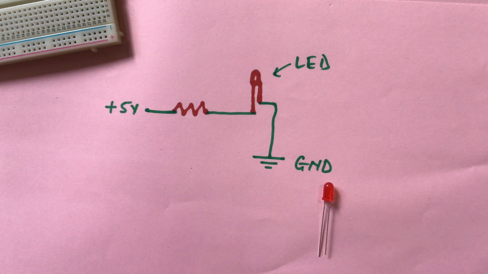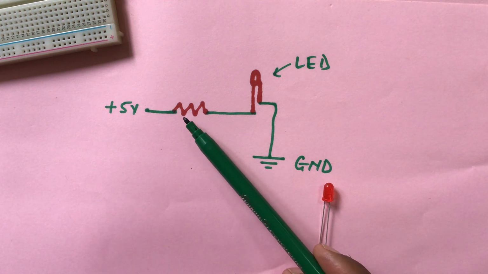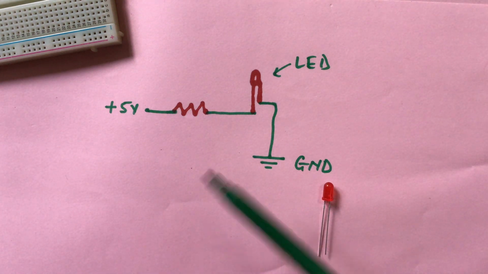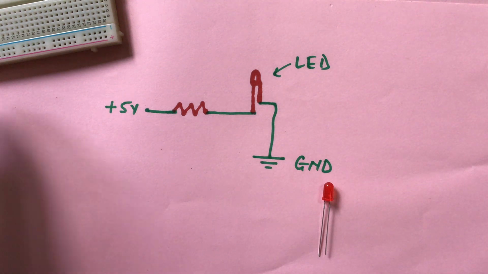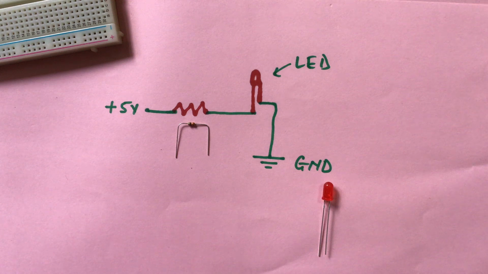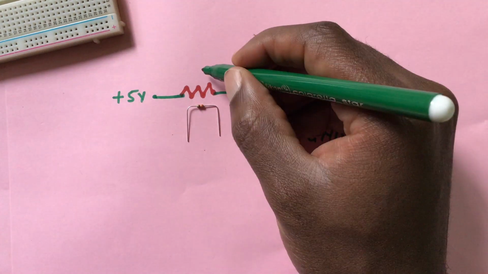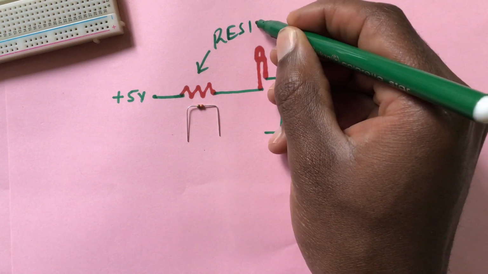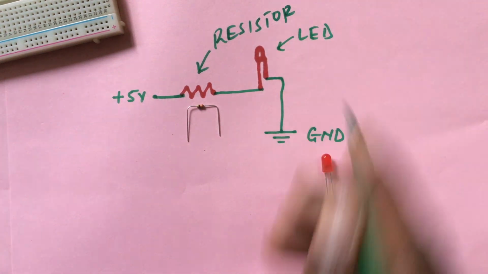So this is the circuit we will come up with. You will notice that I have drawn a certain zigzag figure or diagram. This diagram represents the resistor, and that's the next thing we are going to talk about. So I will want to name it as a resistor.